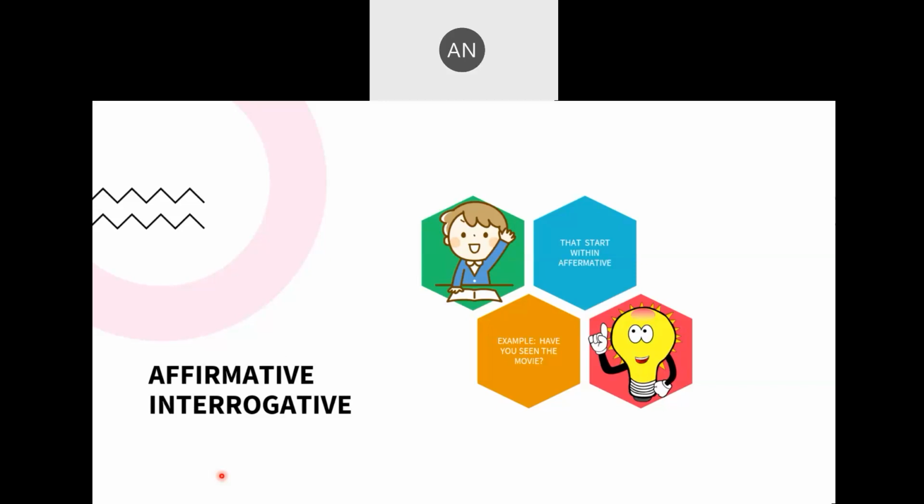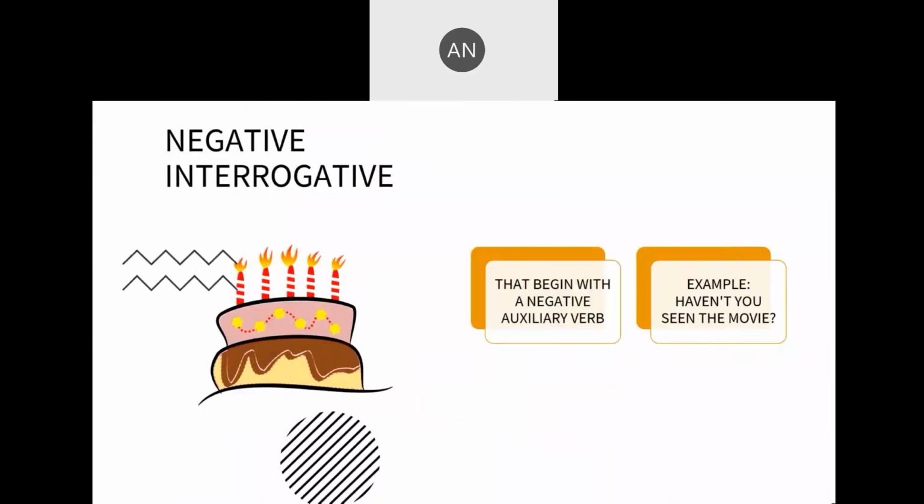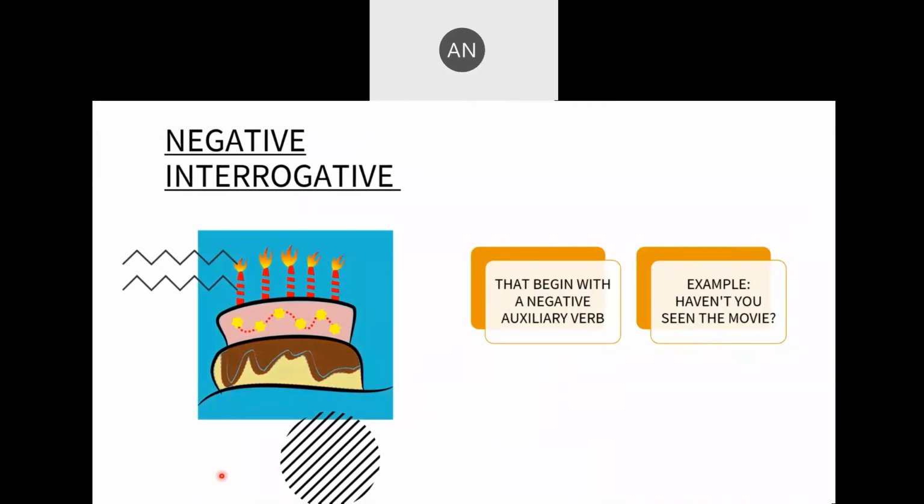You did not drink milk in the morning. That is a negative sentence. Question tag will be did you? Positive tag. Now let us go for affirmative interrogative. That starts with affirmative. Example is, have you seen the movie? Negative interrogative. That begins with a negative auxiliary verb. Haven't you seen the movie?